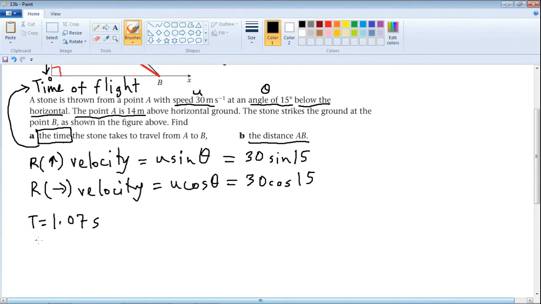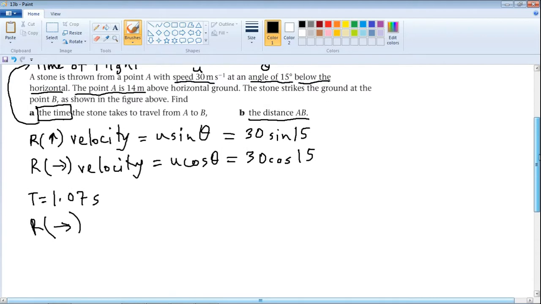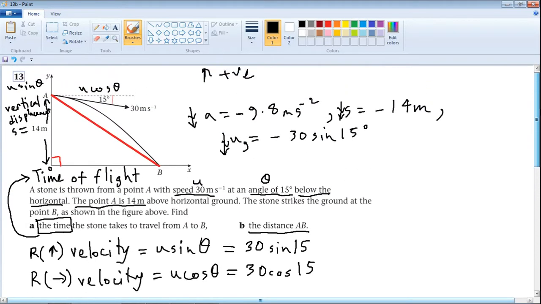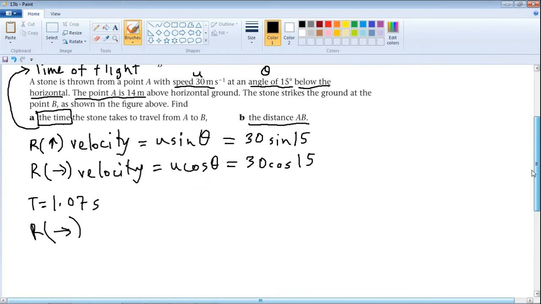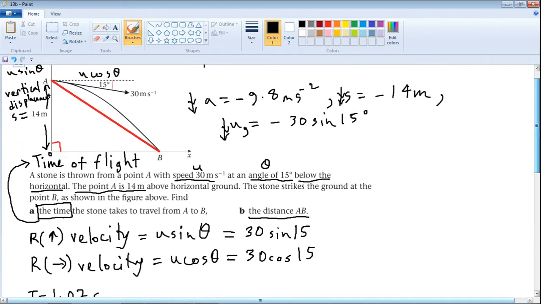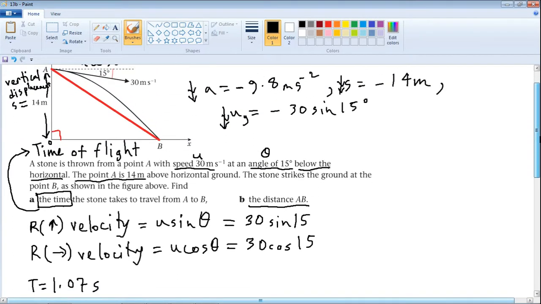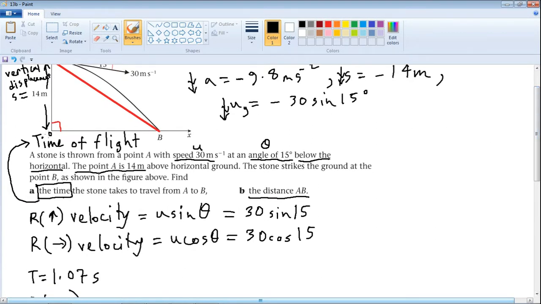Let me change the color. So now we are going to resolve horizontally. You all know that using Pythagoras theorem we will find length AB. We cannot find the value of AB directly. AB cannot be found directly. So we are going to use Pythagoras theorem to find AB. For that we need to find OB. So this is OB.